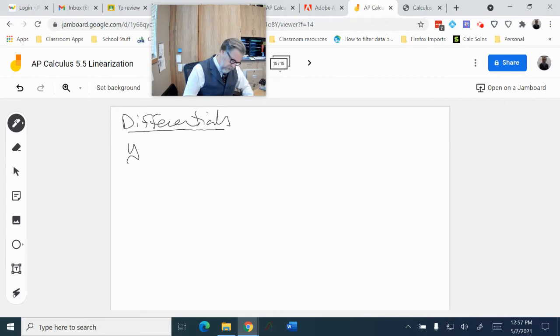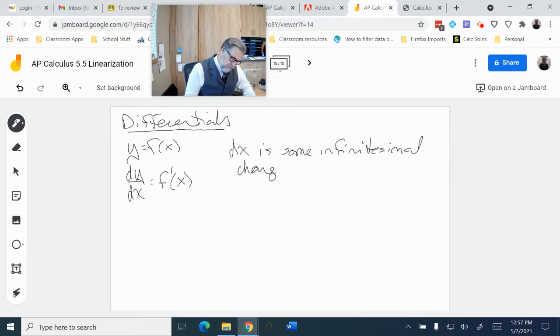First of all, given a function y equals f of x, we know that the derivative of y with respect to x can be written as f prime of x. Two different notations, but they are equivalent, so we can write them as equal to each other. So let's think about what these things mean. dx is some infinitesimal change in x, and dy is the resulting change in y.